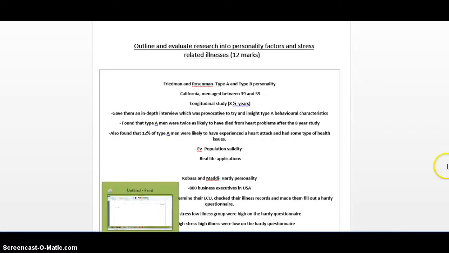Hi everyone, welcome to lecture 6B, and we're going to be focusing on a question which actually hasn't ever come up in past examinations, but it could come up, so it's better to look at all avenues. So we're looking at outline and evaluate research into personality factors and stress-related illnesses, and we're going to be working with our two researches which we looked at in lecture 6 and 6A. So we have Friedman and Rosenman, and we have Kobasa and Maddi.